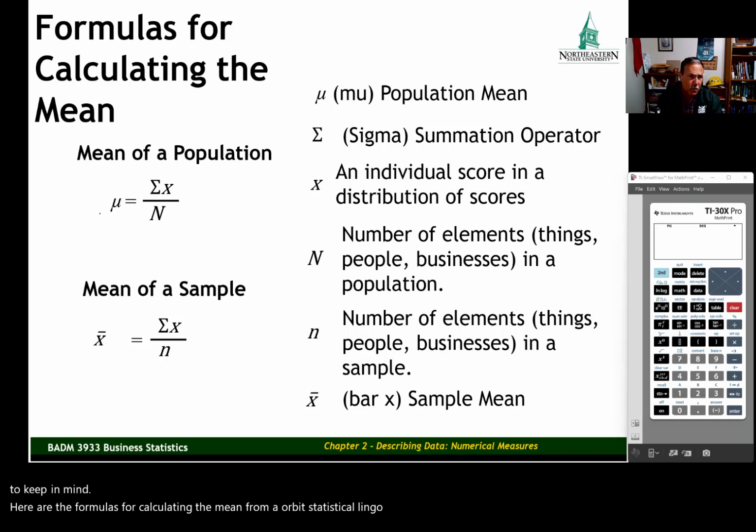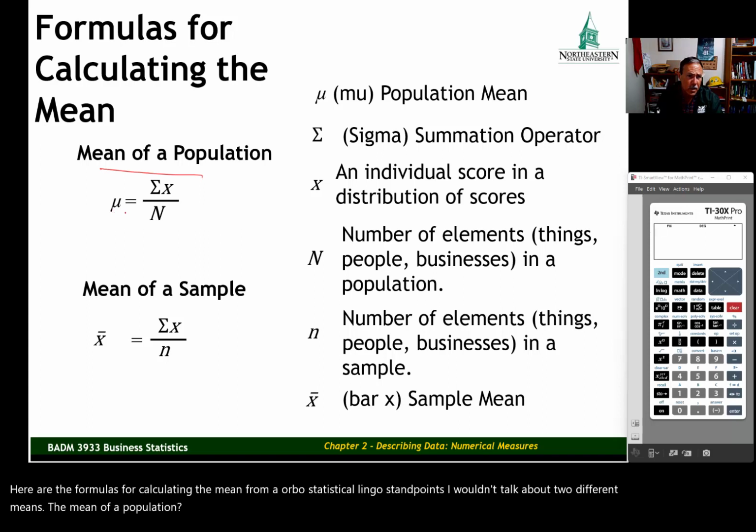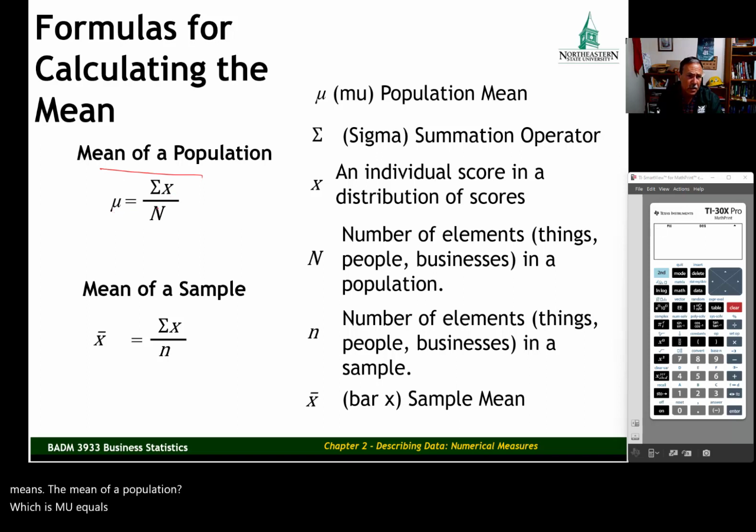We can talk about 2 different means. The mean of a population, which is mu equals the summation x divided by big N. Then we can talk about the mean of the sample. X bar or bar x is the symbol for the sample mean equals summation x divided by little n. Now the calculations are the same.